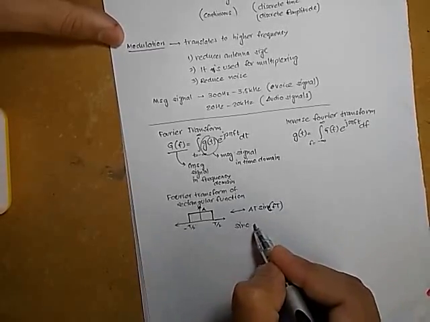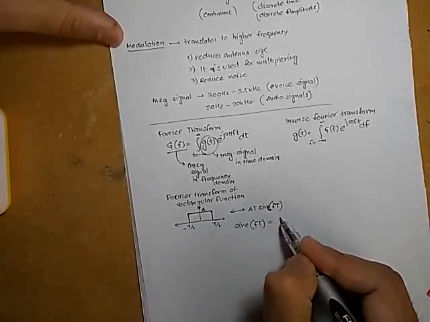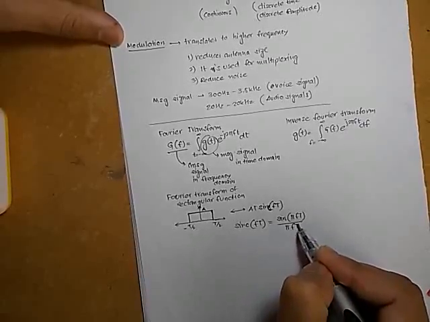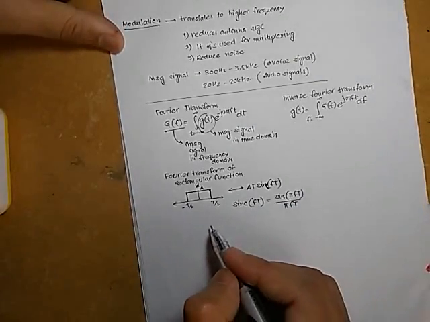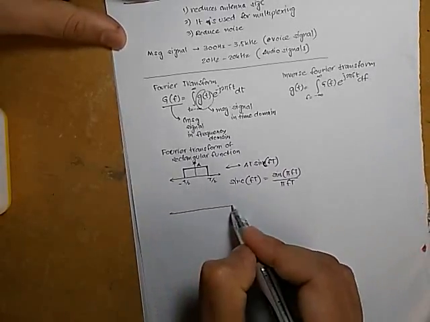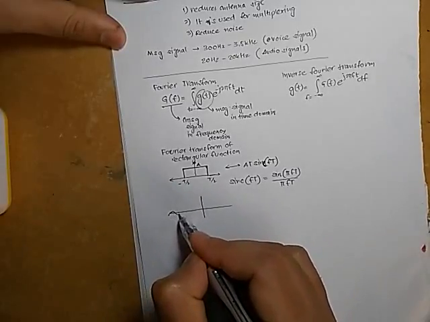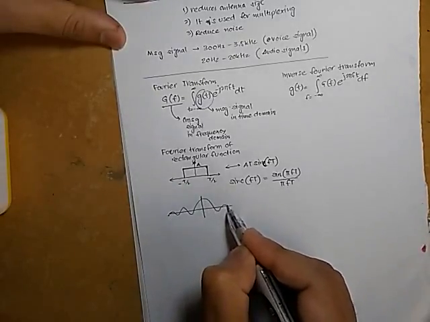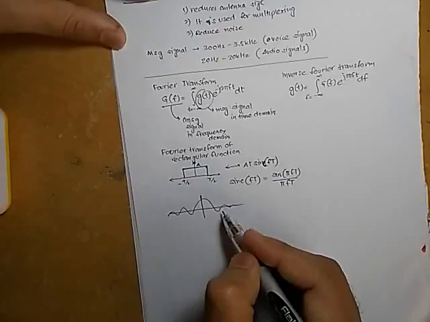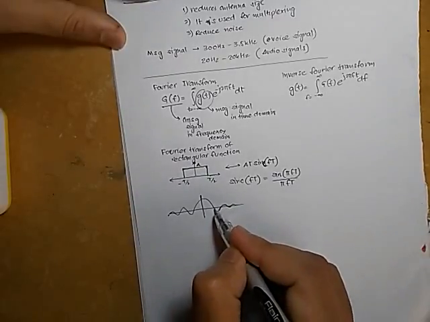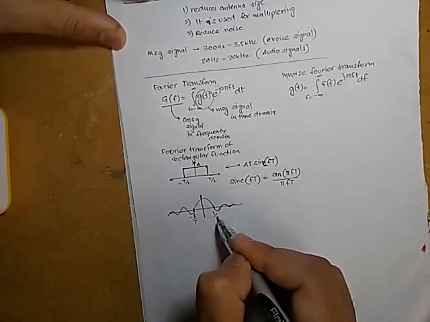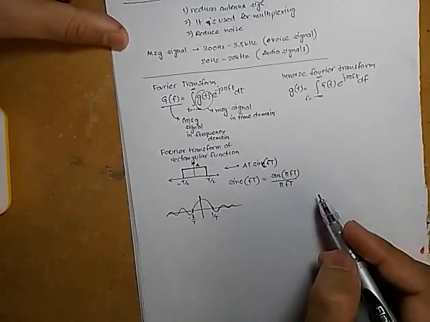Now what is this sinc of fT? The sinc of fT is defined as sine of pi fT upon pi fT. The sinc function resembles this. It has a main lobe near zero frequency, and it goes on decreasing after that, with zero crossings at minus 1 by T and 1 by T.